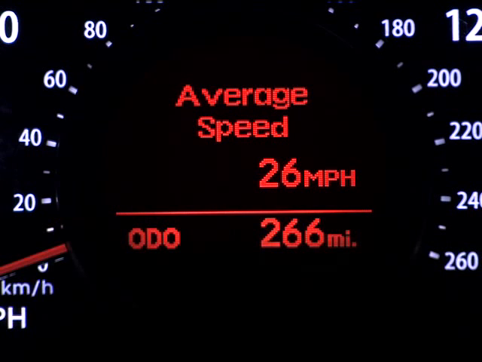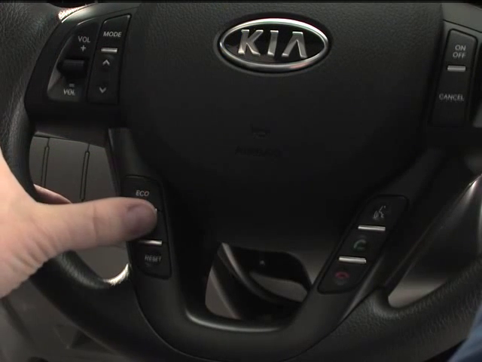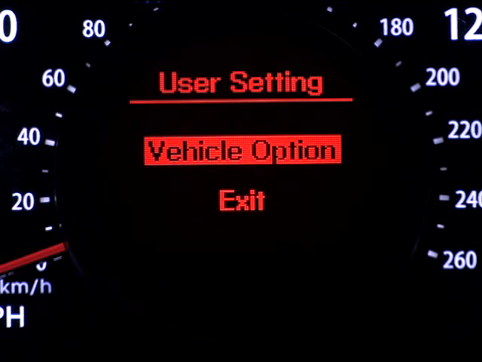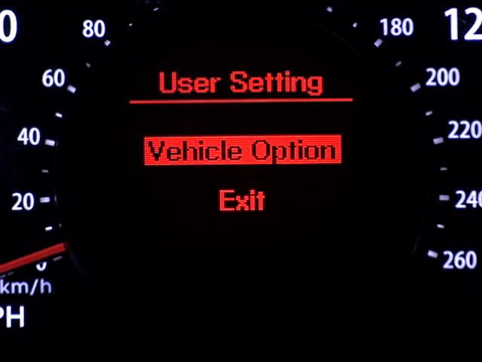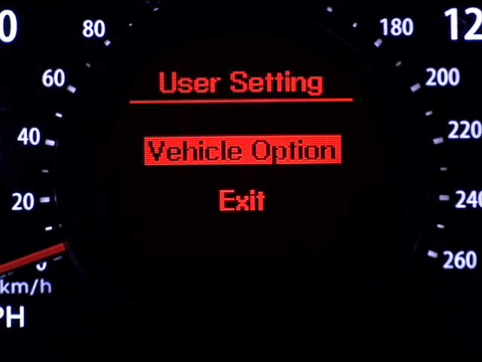First, you'll need to bring up User Setting on the cluster. Make sure the vehicle is at standstill and that the engine start-stop button is in the on position or the engine is running. Then press the trip button on the steering wheel for more than 2 seconds. User Setting will be displayed on the cluster. Now you can scroll through the different modes by pressing the trip button. When Vehicle Option appears, select it by pressing the Reset button on the steering wheel.